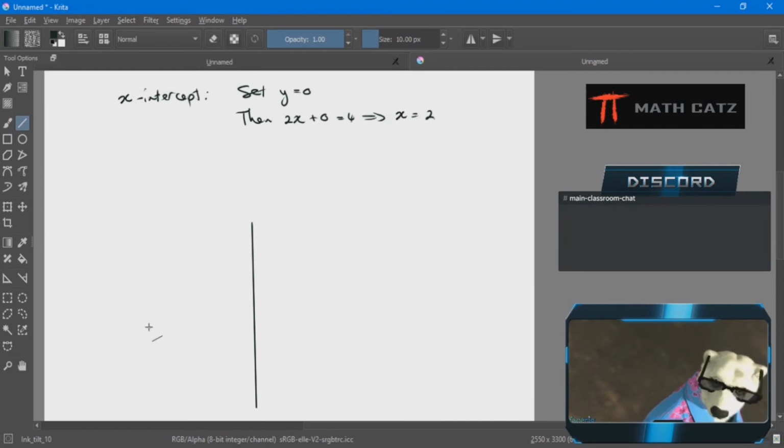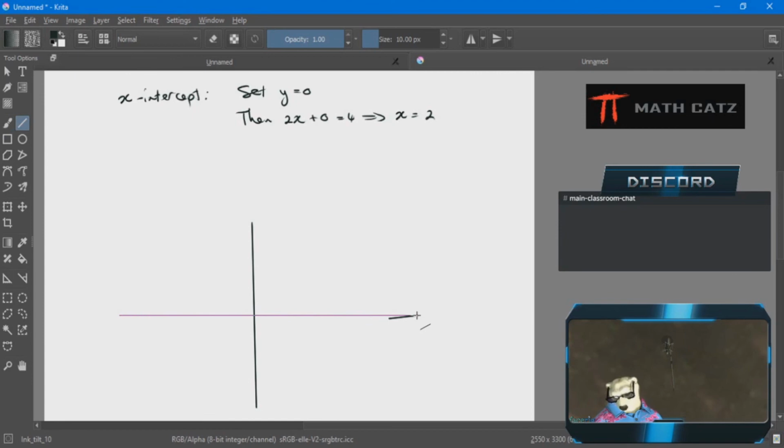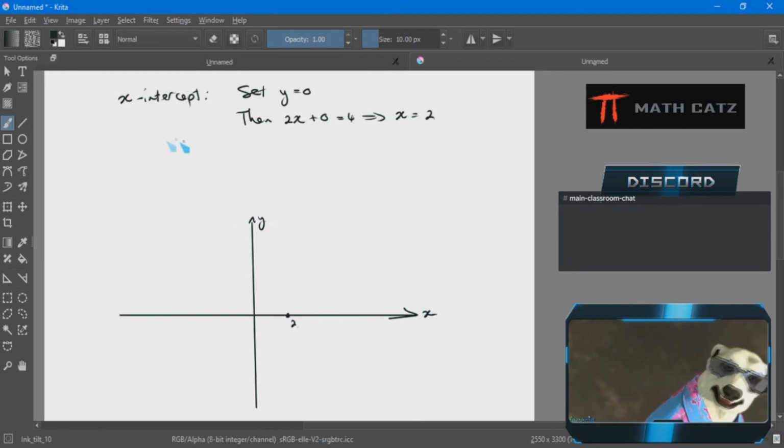But I still, of course, need to do the y-intercept. That is not a line. There we go. Big arrow. X and y. So my x-intercept is 2. Let's put 2 over there for no reason whatsoever.